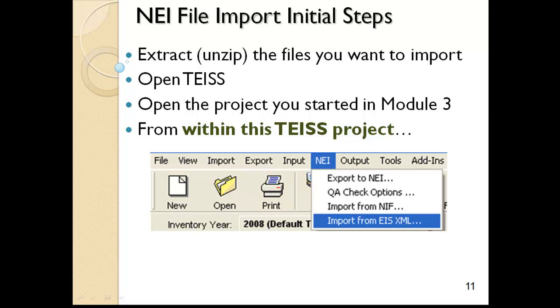To do this, first you open up TEISS, then you click on File, and you'll see the most recent project listed in the pick list. If you don't see those files listed, you need to look at your TEISS notebook for the name that you chose for that project and where you stored that project on your computer.